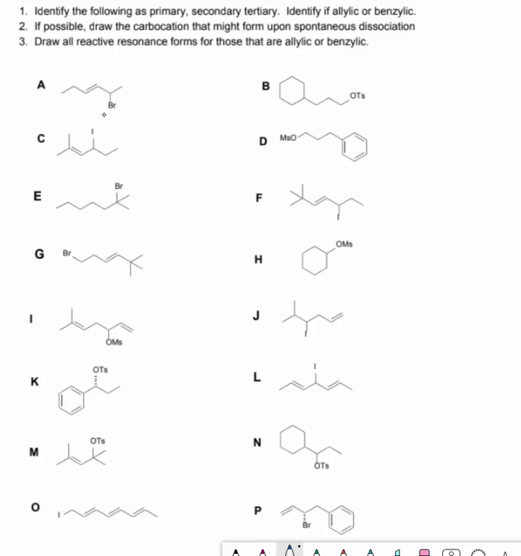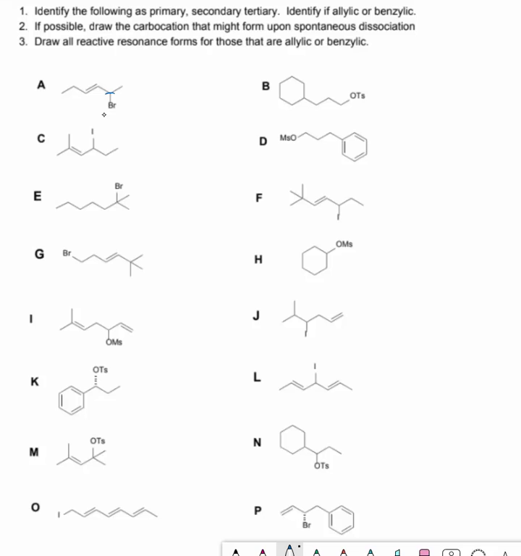For this worksheet, we're going to identify whether the carbon that is bonded to our heteroatom is primary, secondary, or tertiary. We will further classify some of these compounds as being allylic or benzylic. So we can also draw some carbocations and resonance forms, especially if they're allylic or benzylic.